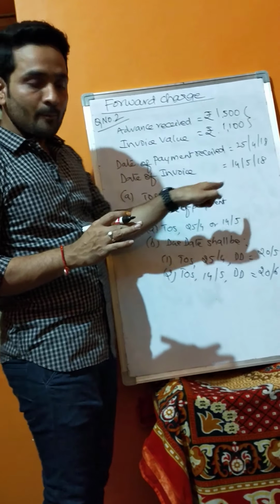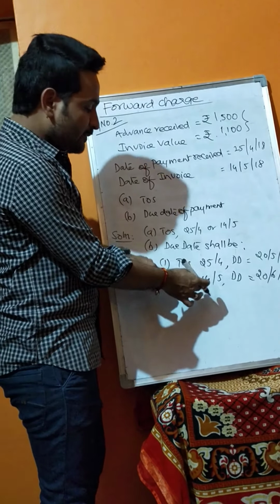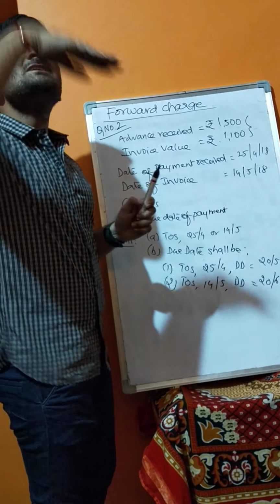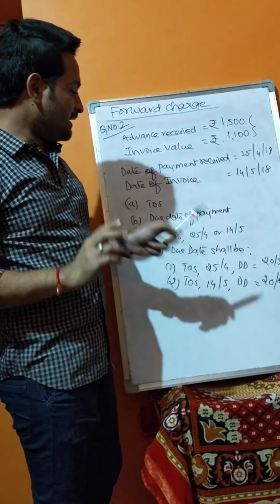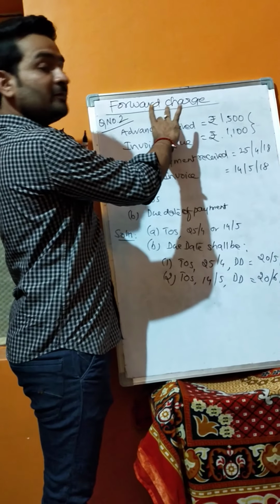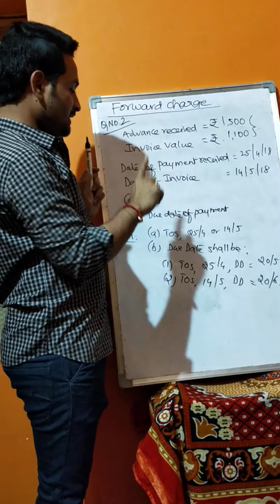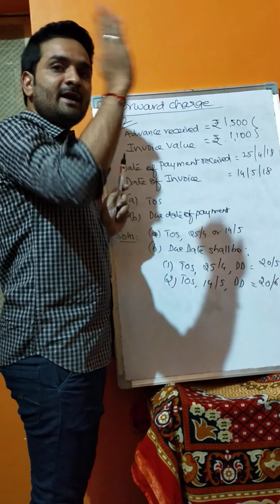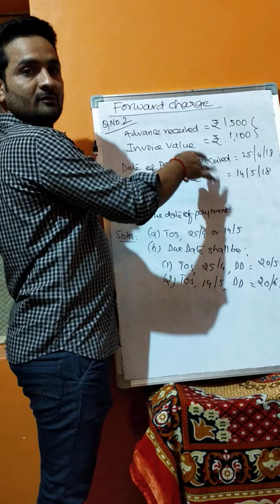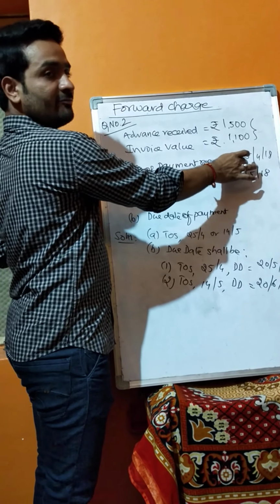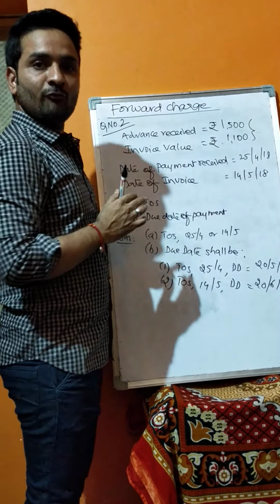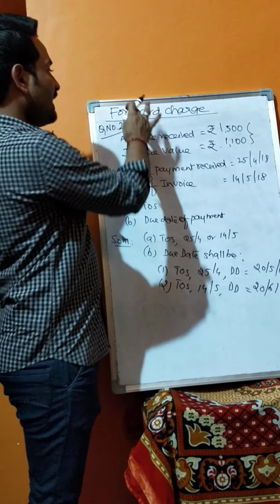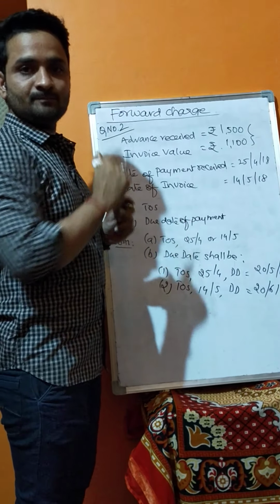Always remember, the due date will be on the basis of the time of supply. From the time of supply, the next month 20th will be taken as the due date. If the difference between these two is less than 1000, then the time of supply shall be at the choice of these two: either it can be 25th April or it can be 14th May. These are the two problems on time of supply in case of forward charge.